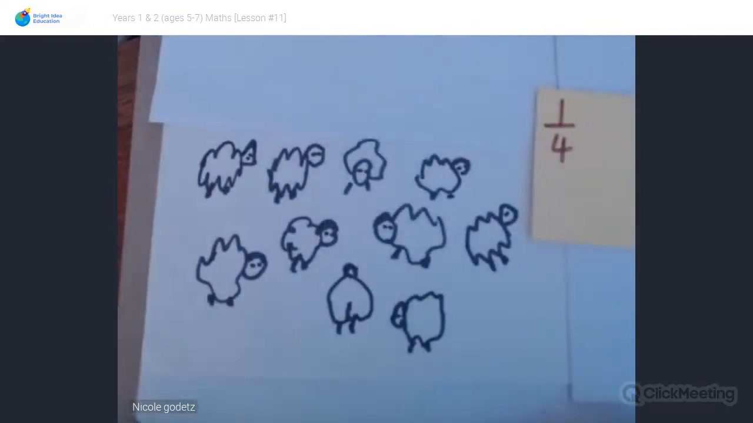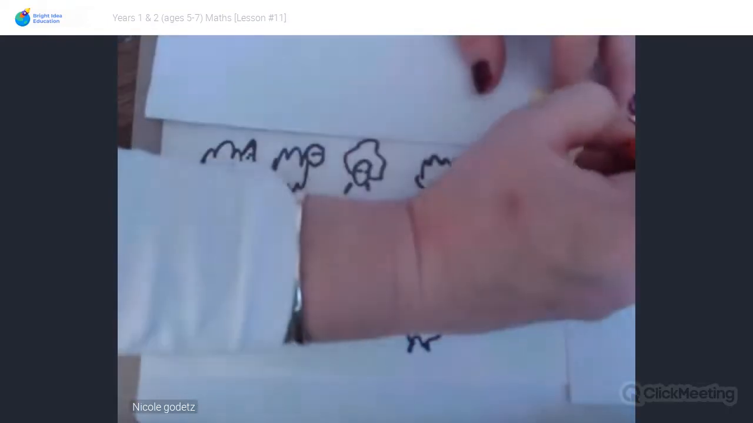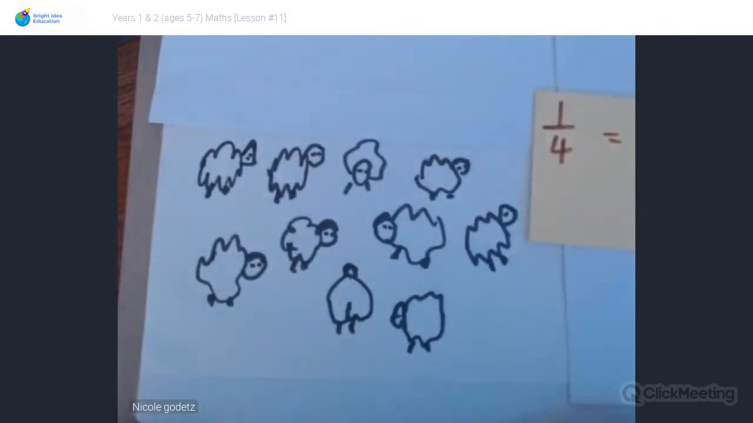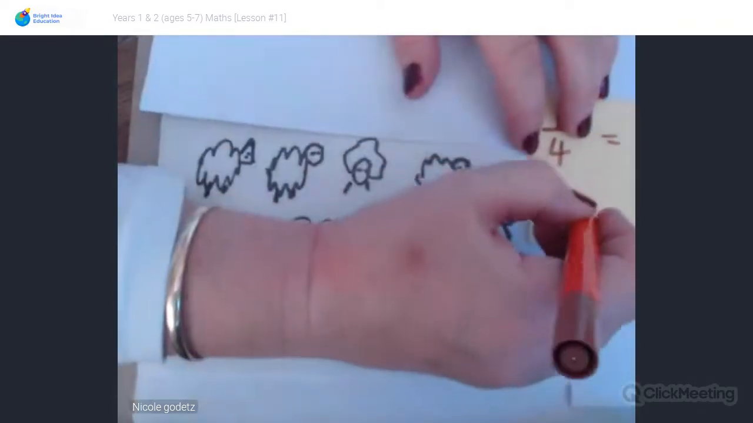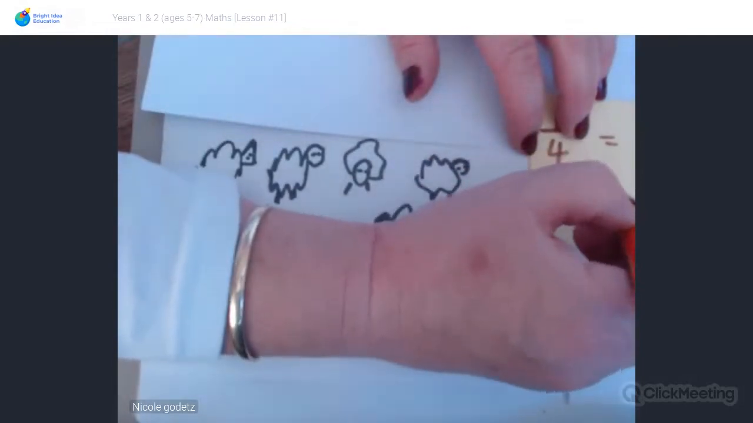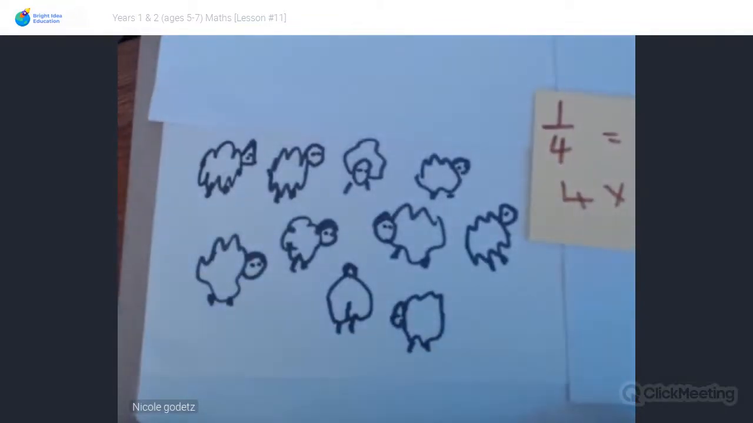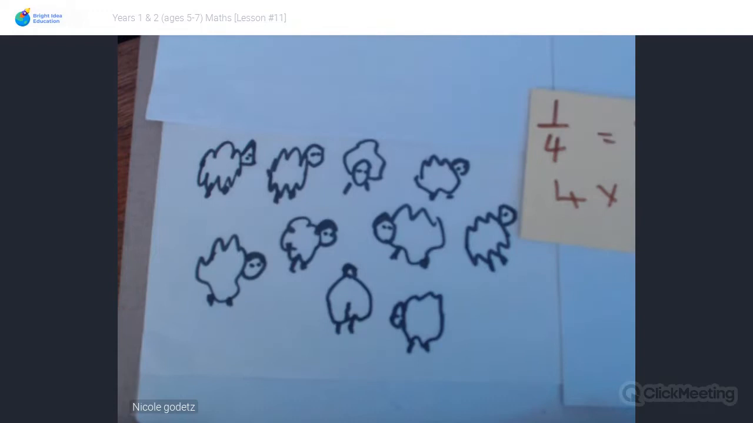So if that is 1/4, 1/4 equals 8. So we need 4 lots of that 8 to make the whole. So what is 4 times 8? Or what's double 4? We know 2 8s is 16. So can you add 16 and 16 together? Because that will give you 4 8s.